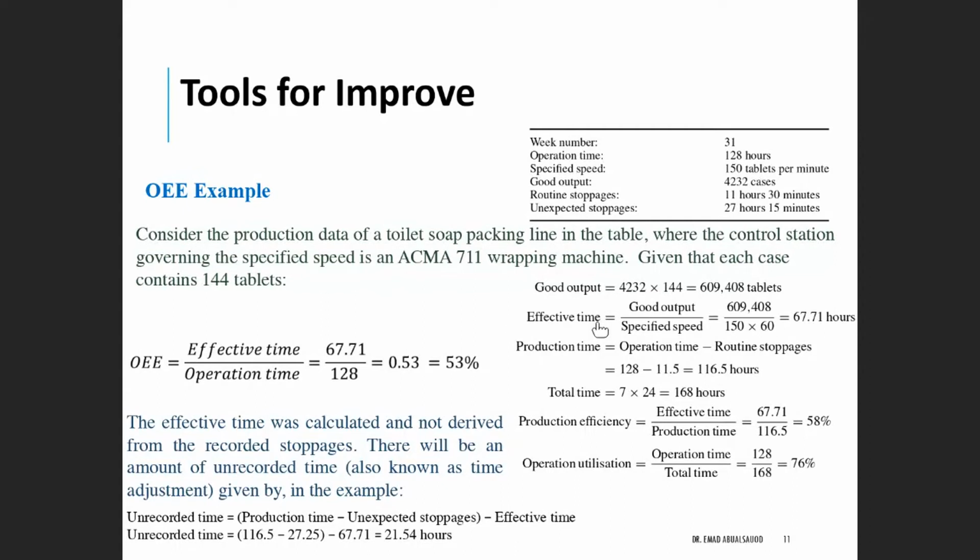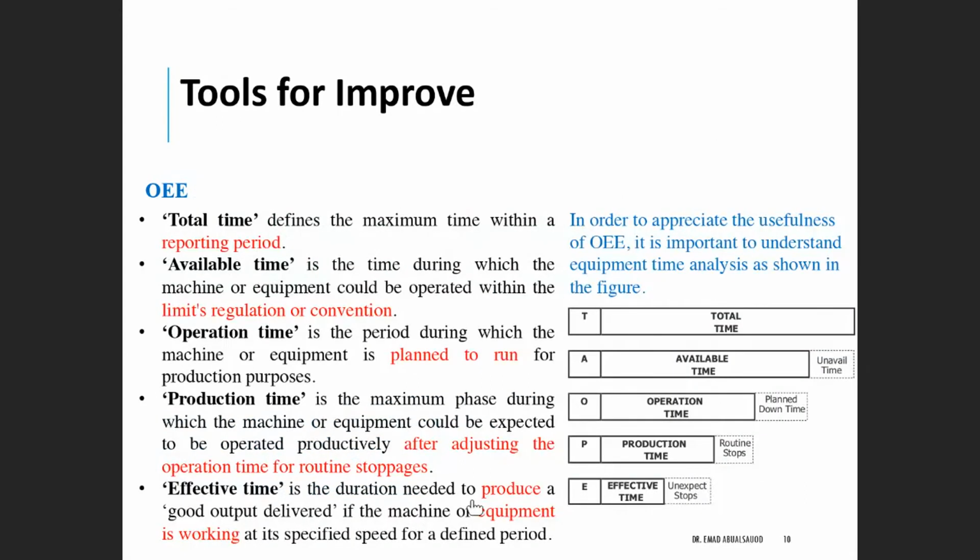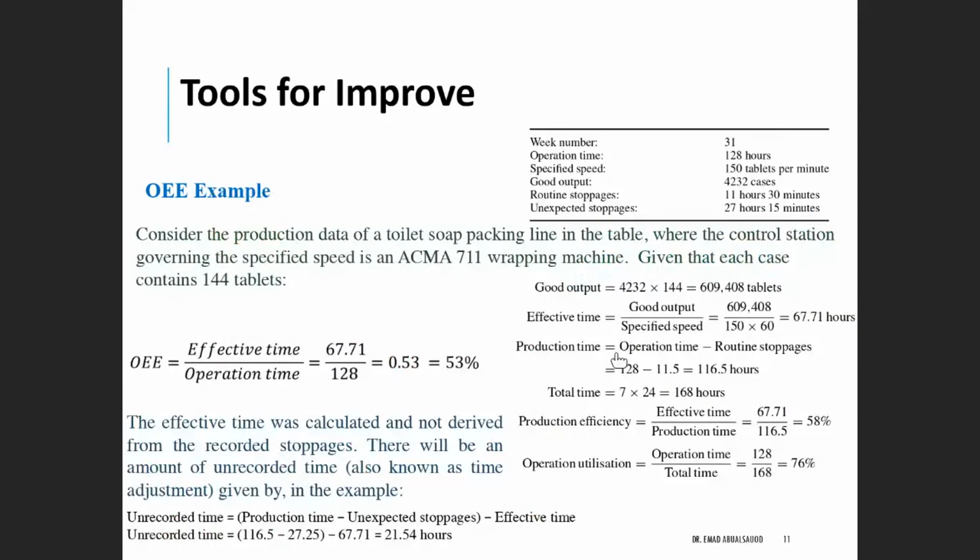That's what we call the effective time. The production time, if you recall from this picture, was the operation time minus the routine stops. So it is the operation time minus the routine stops, and that leads to 116.5 hours. This is the production time.